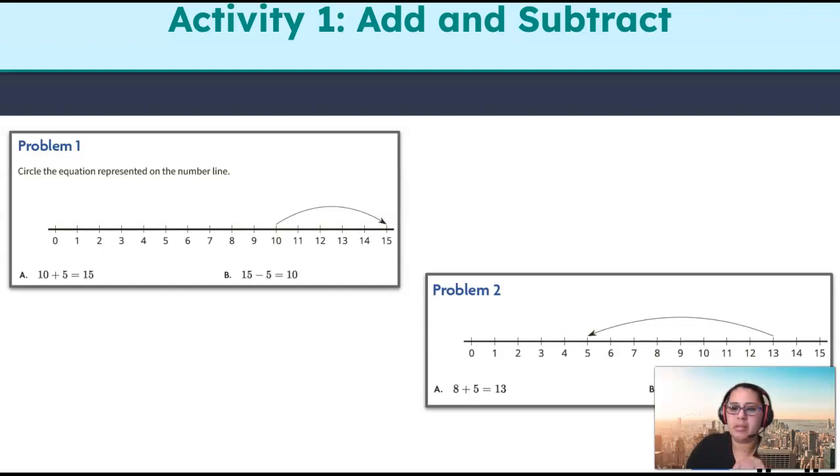Okay. Good. So I see most of you got B. How do we know it's B? Does anybody want to share their reason? Eden. Because you go to the left, we're subtracting. That's right. We're subtracting when we go this way.